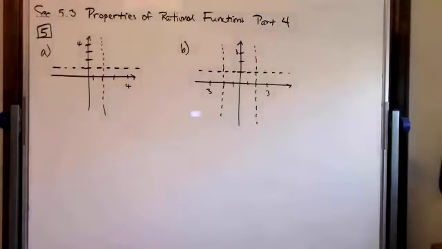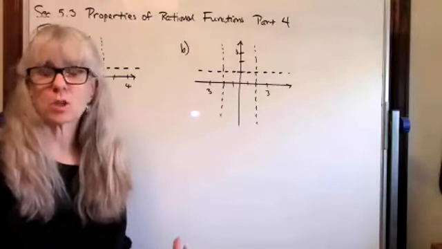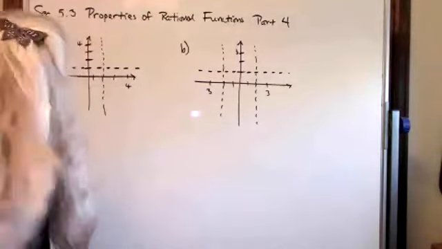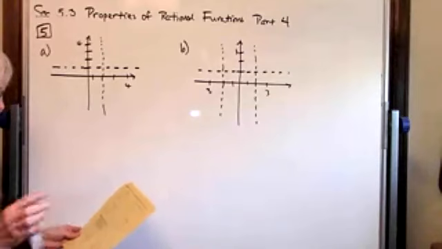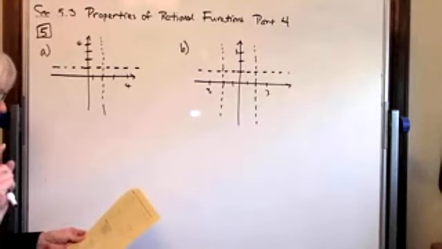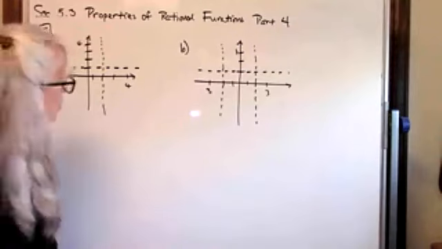Okay, finally in part 4, we're going to do the go-backward problem. They're going to give me a picture and ask me to pull information from that picture. So the very first example, part A, says use the graph shown to find the domain, the range, the intercepts, if any, horizontal asymptotes, vertical asymptotes, oblique asymptotes, if any. So we're just going to read the picture.